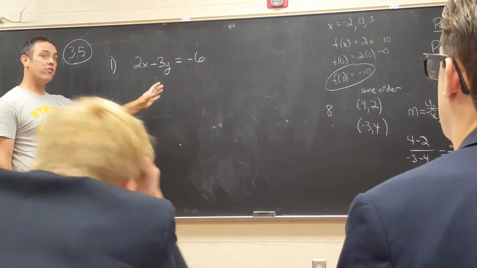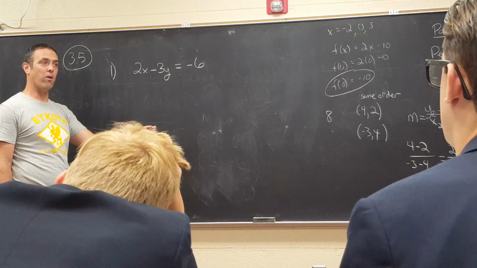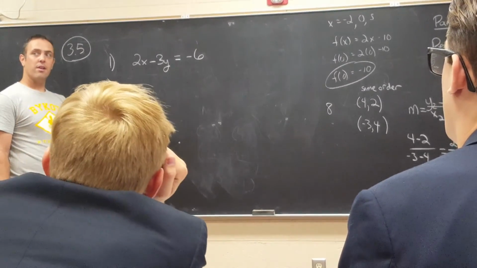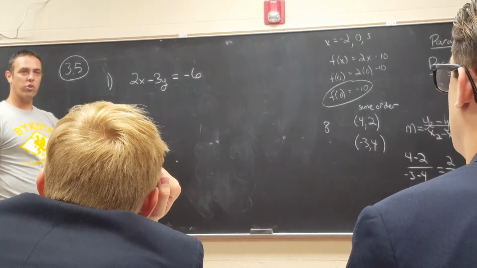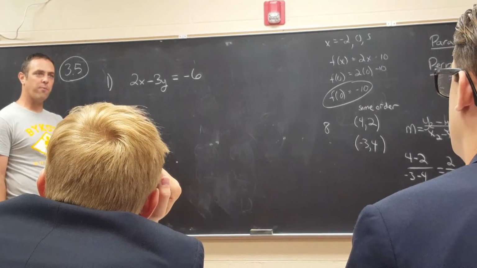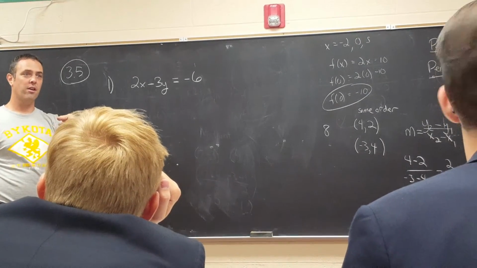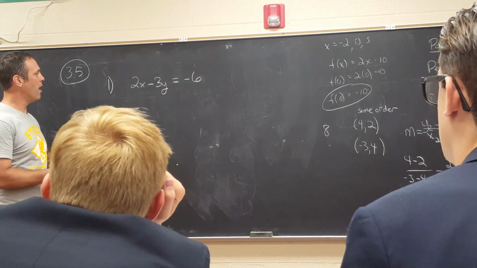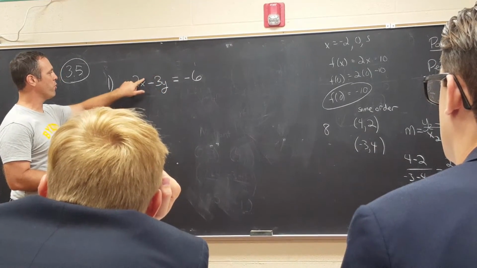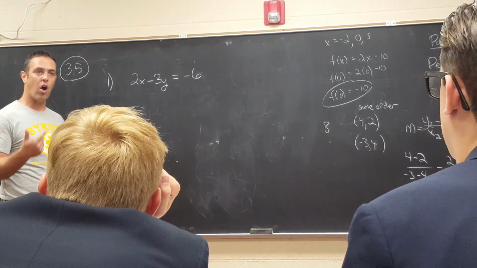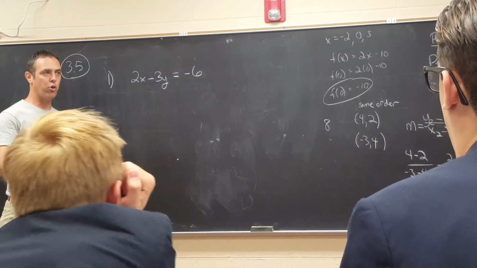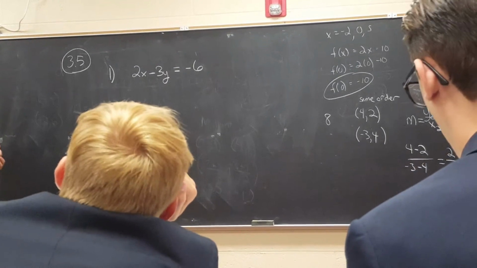So we could rearrange this to get it into what form? Remember that? When you get y by itself, you call it something form. Yes, slope-intercept form. But this is what we call degree 1. It's called degree 1 because the exponents are 1. Lines are degree 1. So that's how we know this is a line.